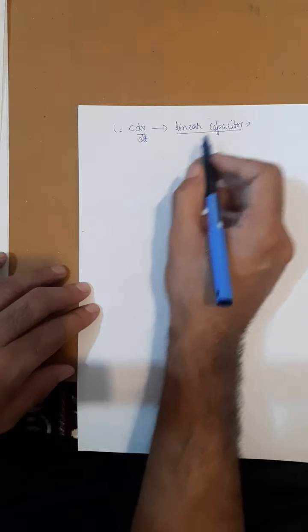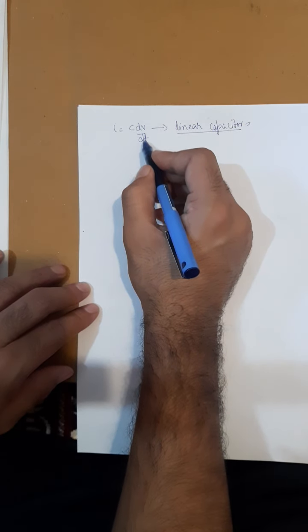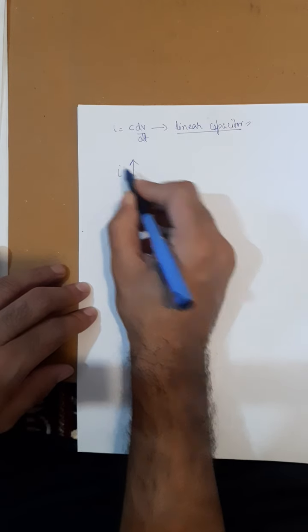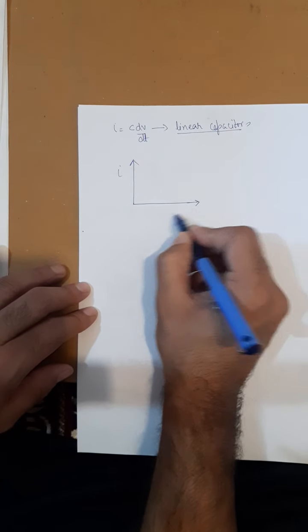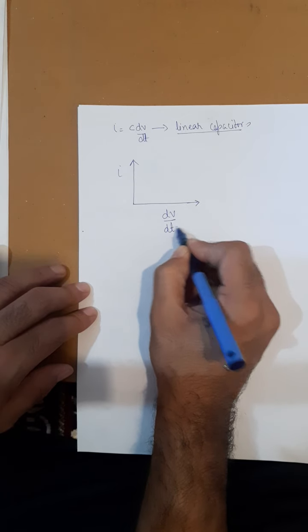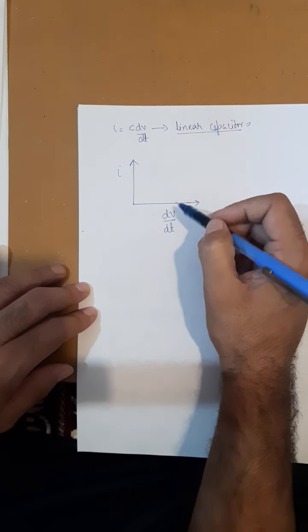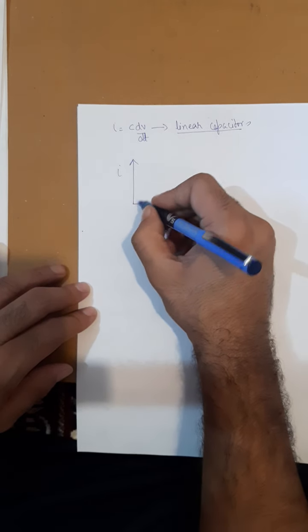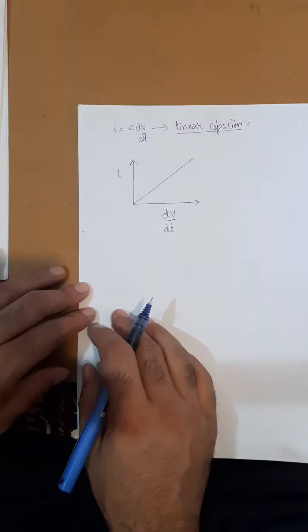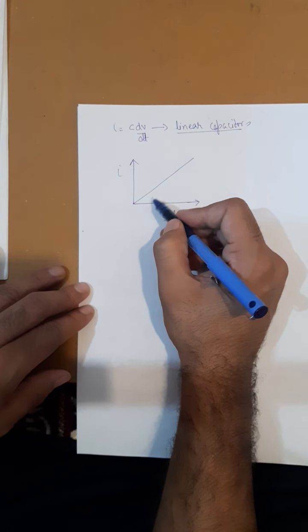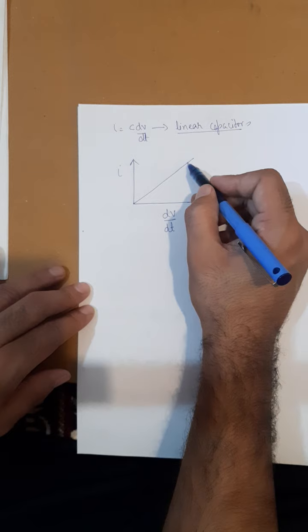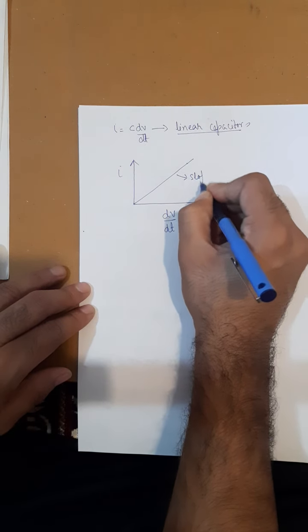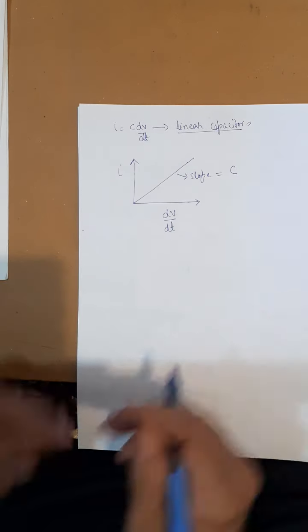And if I draw the graph of current versus rate of change of voltage, means I will take current on the y-axis and rate of change of voltage, dv by dt, on the x-axis. Remember, I am not taking the graph between I and v, I am taking the graph between I and dv by dt. So this graph will be a straight line. And what will be the slope of the curve? Slope of the curve will give us the value of the capacitance C.